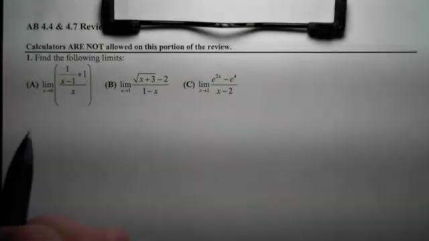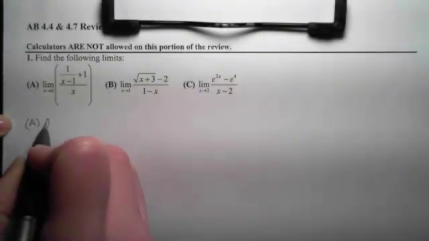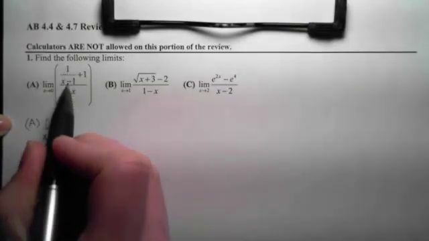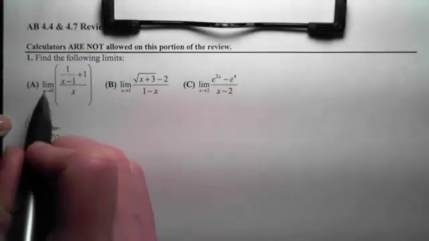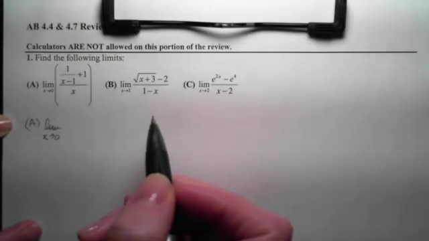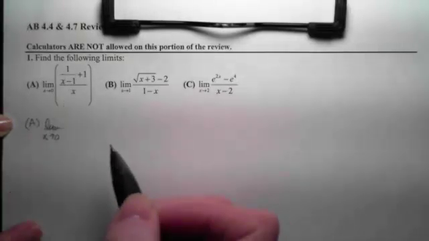So our first line of defense, anytime we're computing a limit, is to plug the number in to see what happens. So if we look at A and we plug in x equals 0, we will get a 1 over a negative 1 plus a 1, which is a 0 on top and a 0 on bottom. Because of that, this is a candidate for L'Hopital's, and I'm going to take the derivative of the top and the derivative of the bottom.